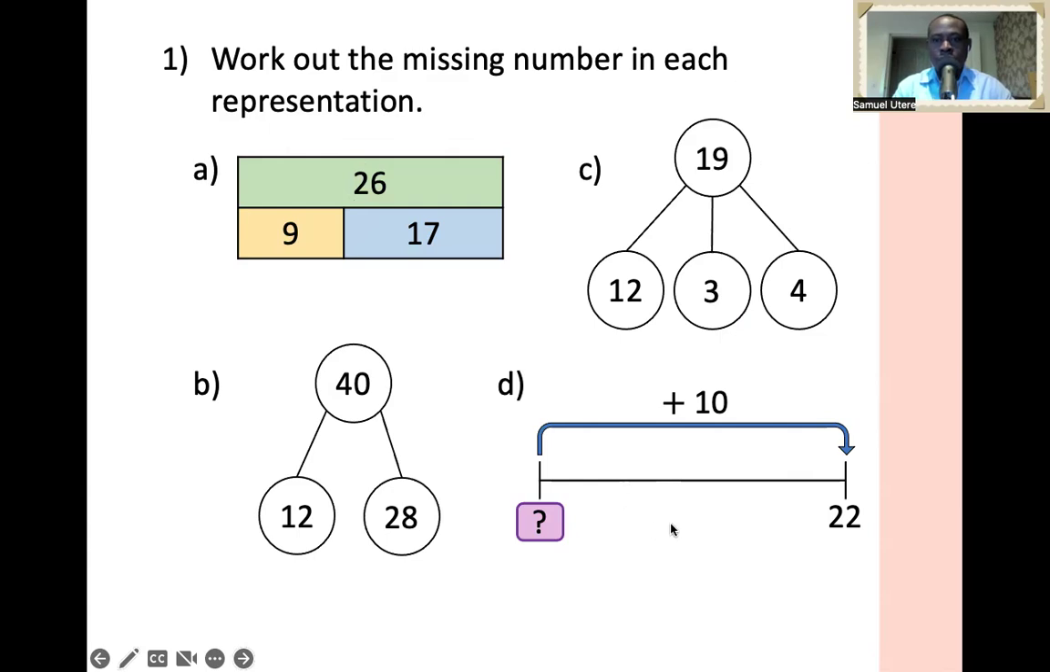And then for this one, we're asked what number should be here such that this number line should be correct. So another way of thinking about it is to say, well, if I have to add 10 to a number to get to 22, well, I can do the inverse operation, which is 22 subtract 10 to give me what that number is, and that number has to be 12.